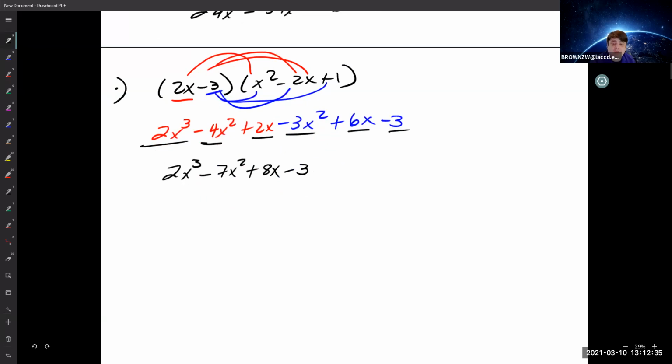So when we have some slightly more complicated expressions, it's really just making sure that we distribute this term onto everything in the second polynomial, and we take our second term and multiply it times everything in the second polynomial.